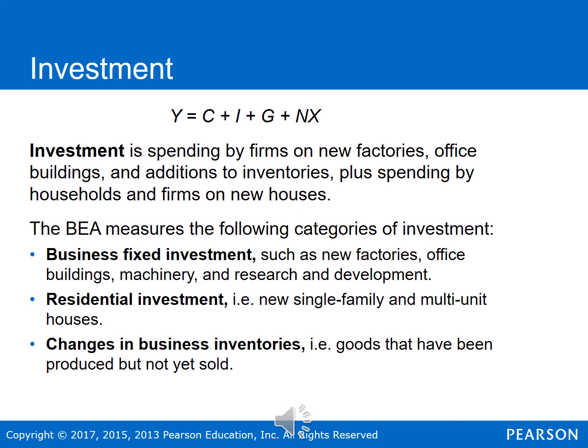And finally, there's changes in business inventories. So these are goods that have been produced but have not yet been sold. Because they've been produced, we still need to count them as part of the GDP, as part of our total production, but because they're not sold, they end up in a different category than consumer spending.